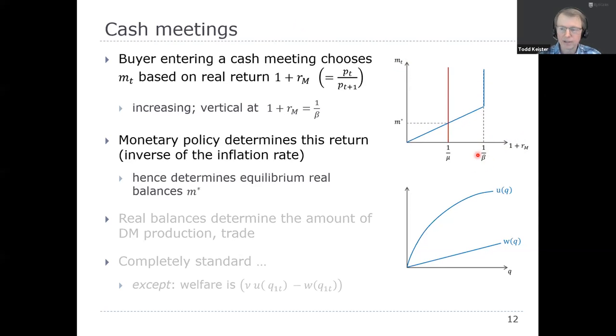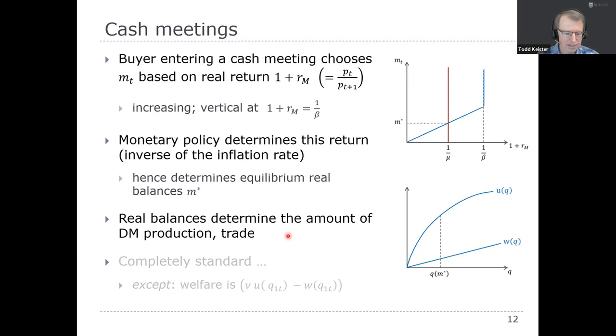And then monetary policy determines the inflation rate. So it just determines the real return on money. That determines the real cash balances that buyers hold. And those real balances then determine how much trade there is in the decentralized meetings. When the inflation rate is higher, buyers economize more on cash and a lower fraction of the potential gains from trade are realized in cash meetings.